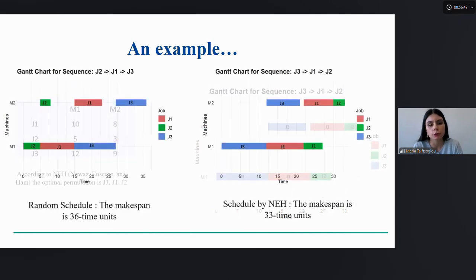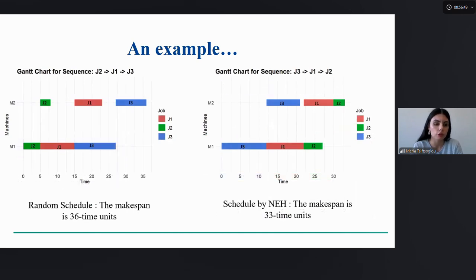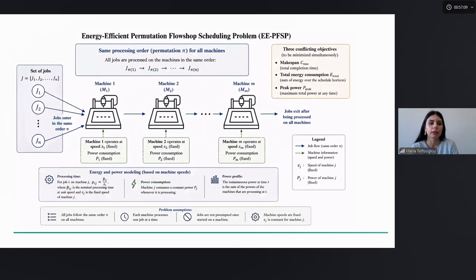Here we have 2 schedules side by side, one generated randomly and one generated by the NEH algorithm. In the random schedule, we can see noticeable gaps on the second machine. These idle periods result in a greater makespan compared to the optimal solution provided by the heuristic NEH algorithm. Now, the energy efficient PFSP considers 3 conflicting objectives: the makespan, which is the total completion time of the schedule, the total energy consumption, and the peak power.